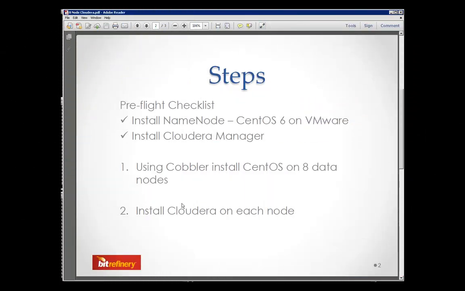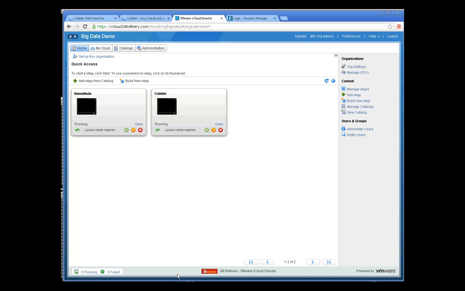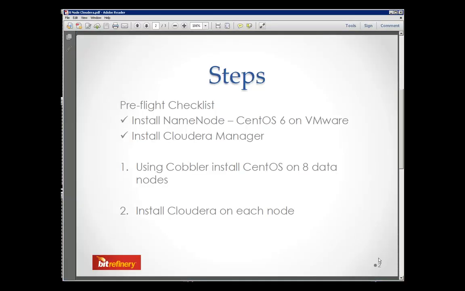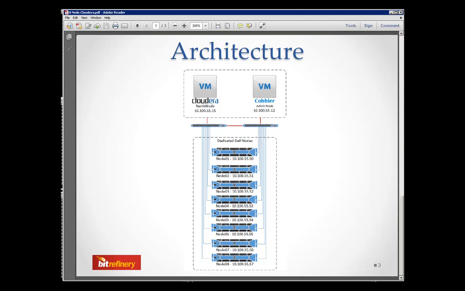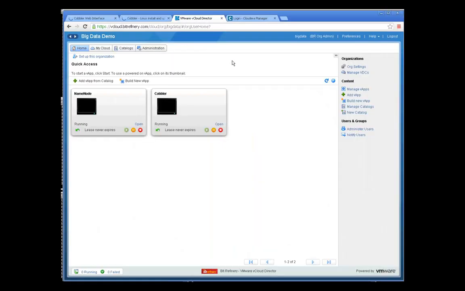Alright, we're on to our second step here, which is install Cloudera on each of our nodes. So, as we look at our architecture diagram here again, we have our VM, our Cloudera name node. That's going to live on our VM here, and then so is Cobbler. If we go into vCloud Director, which is our VMware environment front-end interface, we can see we have our name node and Cobbler. These are virtual machines running here. So we already have that set up.